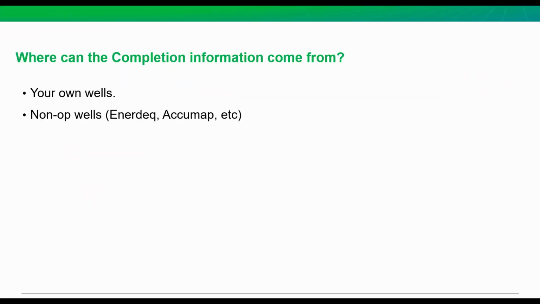Now, where can these completion details for your wells actually come from? Well, if you own the wells, then it's likely that you'll have access to these completion details in a table or something like that. Or if you're looking at non-operated wells, you can use something like Enerdeck or AccuMap. And in fact, that's what I'm going to be using today to get some of these completion details into Harmony.